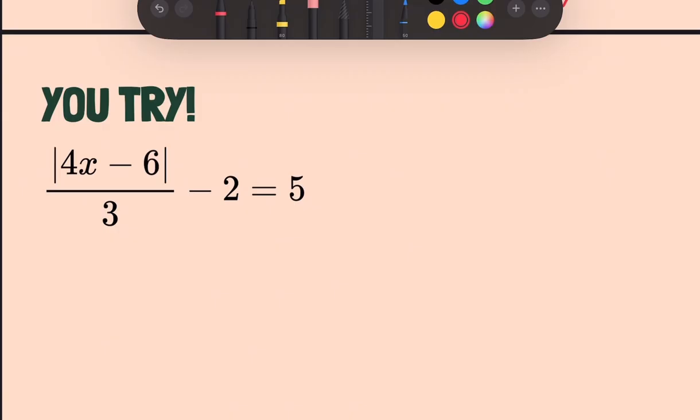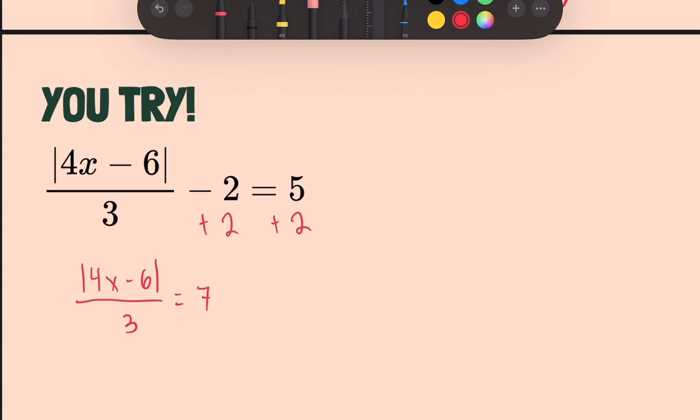Well, the first thing I want to do is isolate this absolute value. So first of all, I want to get rid of this 2. We always want to get rid of whatever is farthest from it to whatever is closest. So since 2 is what's farthest from it, that's what we're going to get rid of first. And I get left with the absolute value of 4x minus 6 over 3 is equal to 7.